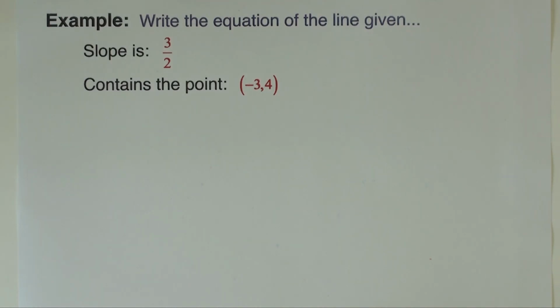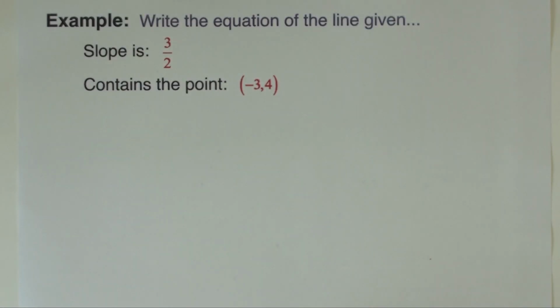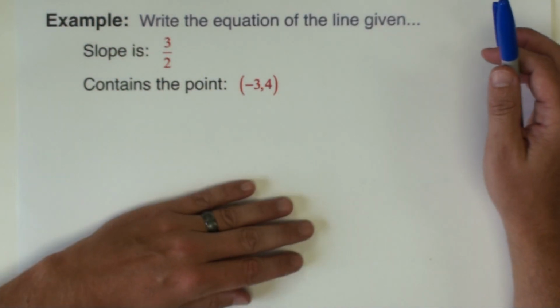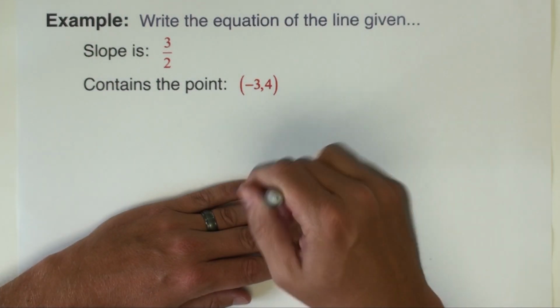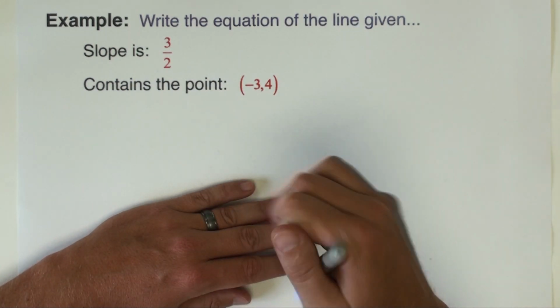Okay, this first example, we want to write the equation of the line given that the slope is 3/2 and it contains the point (-3, 4). Now, certainly if you wanted to, you could do like the first example problem where we graph this and you can see then the y-intercept and the slope, and you can go from there.